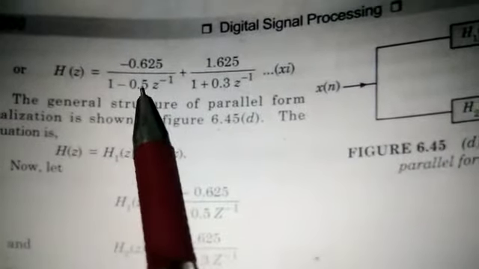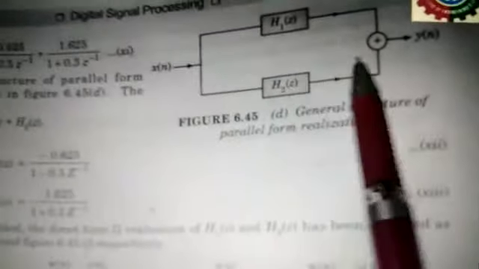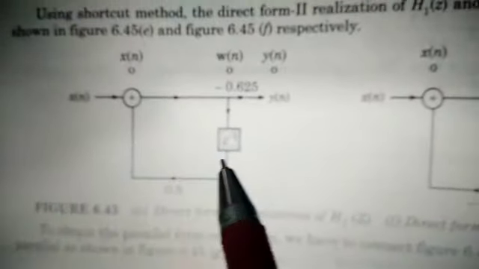Now realize this transfer function into direct form 2, this H1(z) and this H2(z) in direct form 2, like this. This is H1(z) and this is H2(z), and make this parallel connection. So you will get this parallel realization. Here again you can see this is the direct form 2 of H1(z).